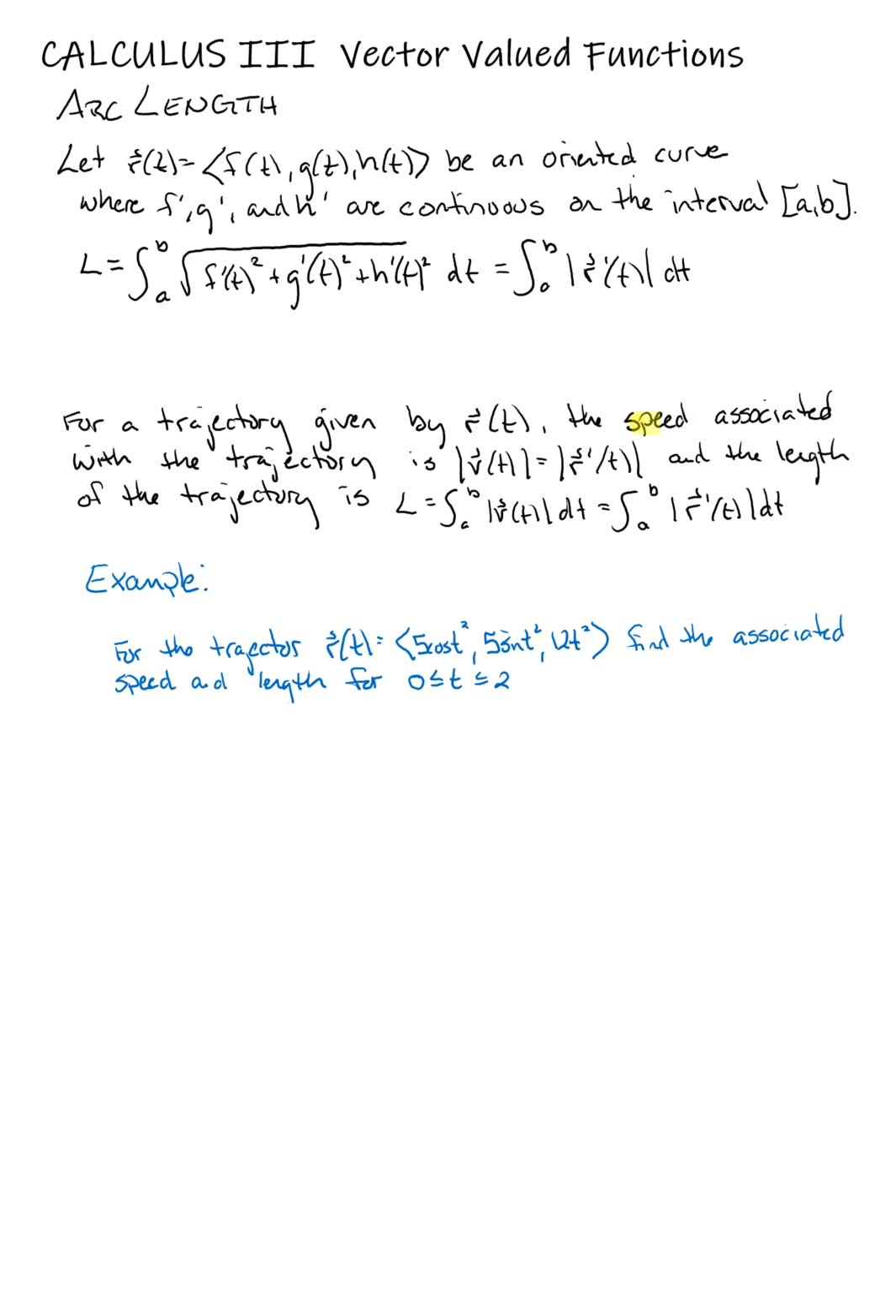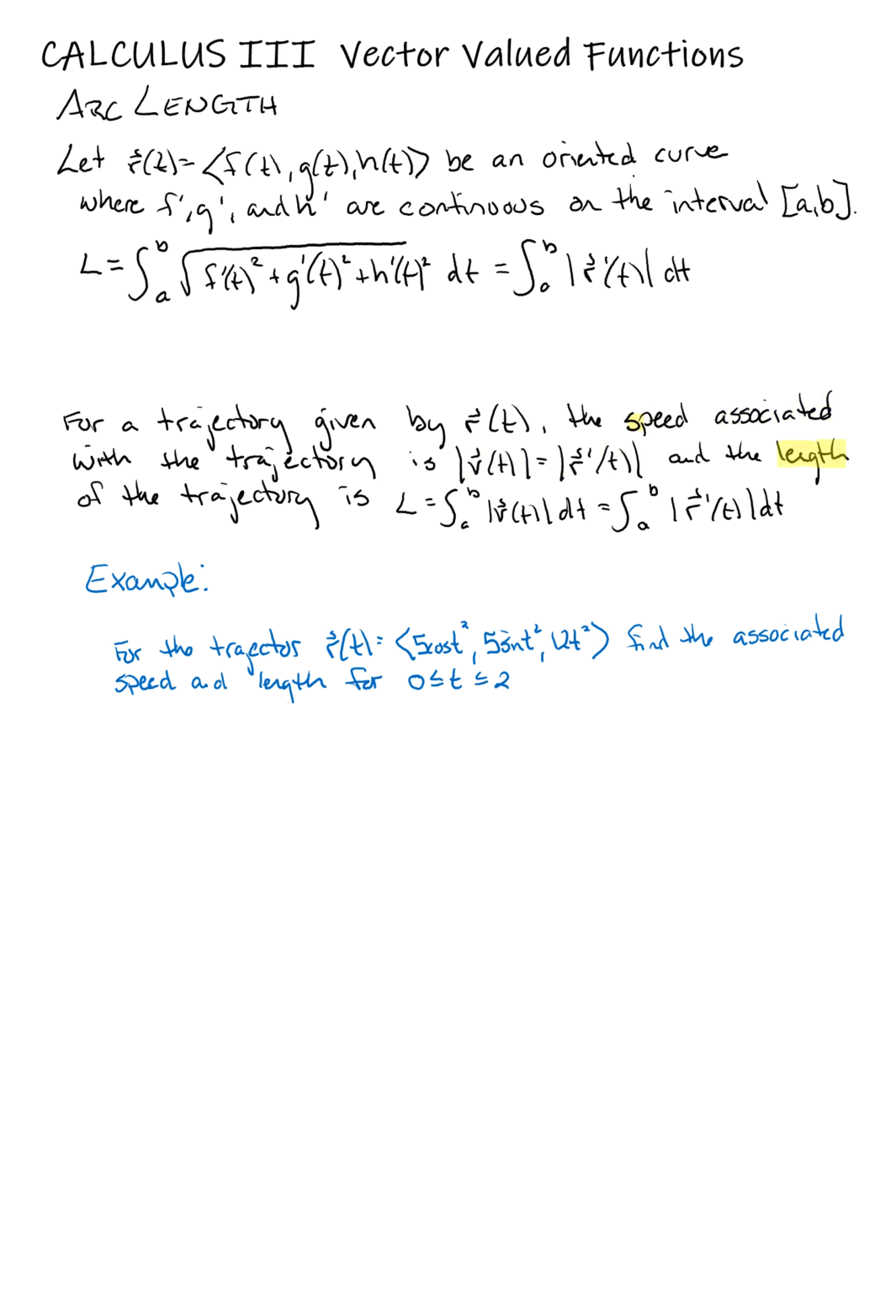So the speed associated with the trajectory is given by the magnitude of v of t. Now v is r prime, so we're going to take the derivative of r and then find its magnitude. That gives us the speed.